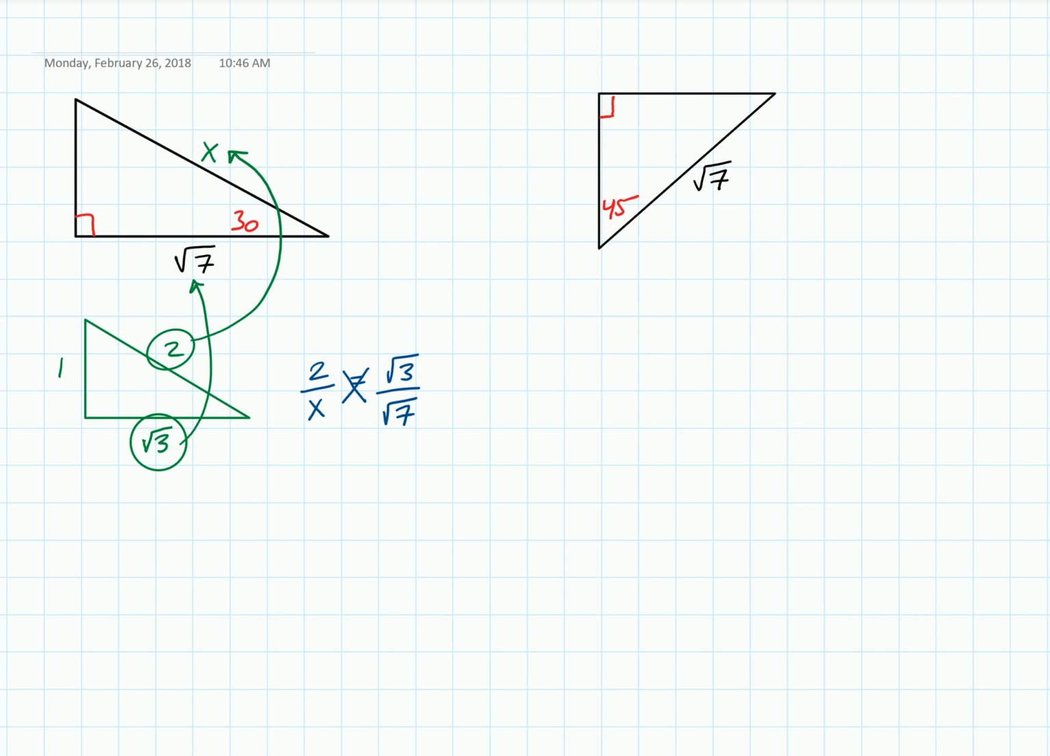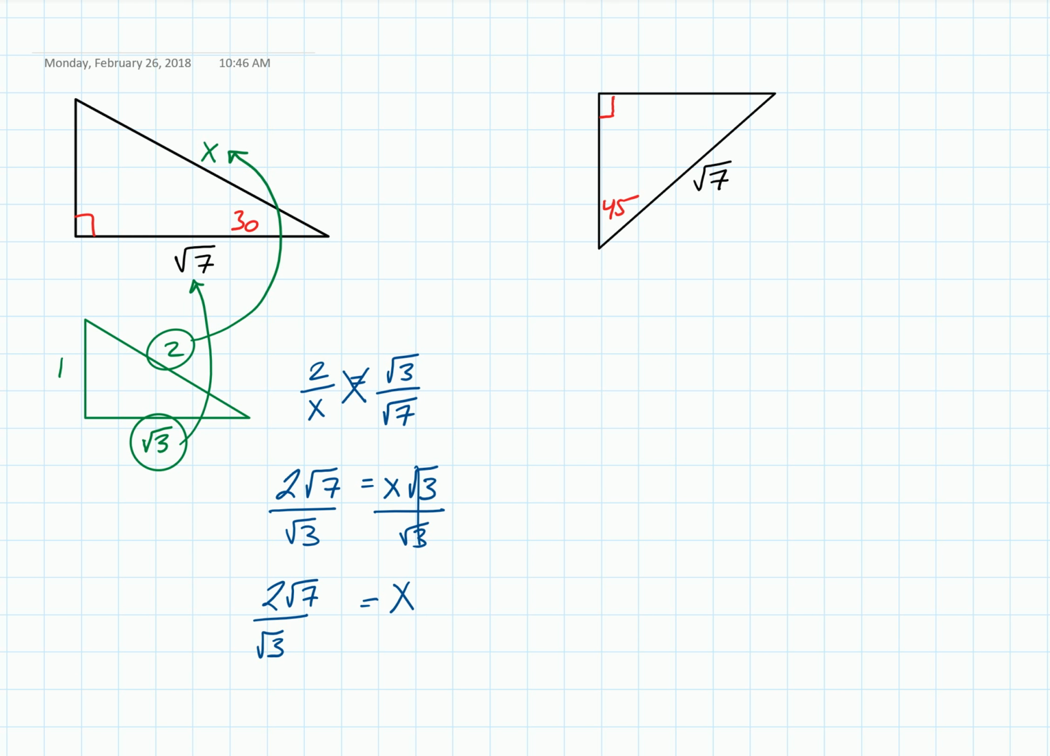When I cross multiply, I get 2 times the square root of 7 equals x times the square root of 3. We'll divide by the square root of 3 on both sides. And we get x equals 2 radical 7 over radical 3. Now, this is the final answer, but it can also be simplified.